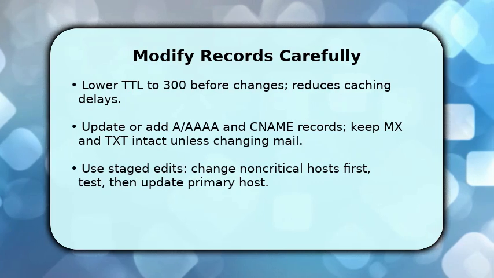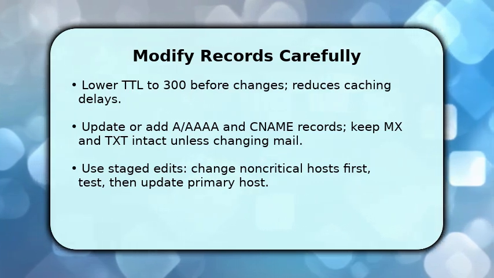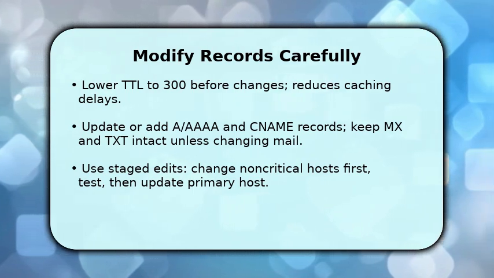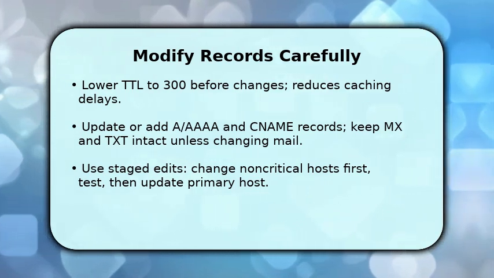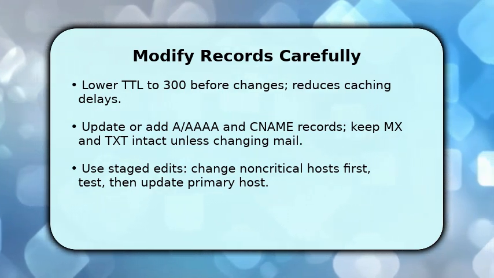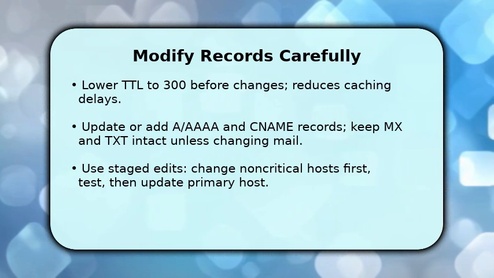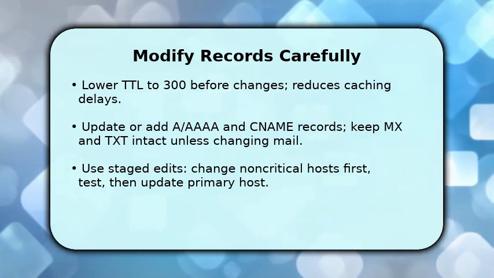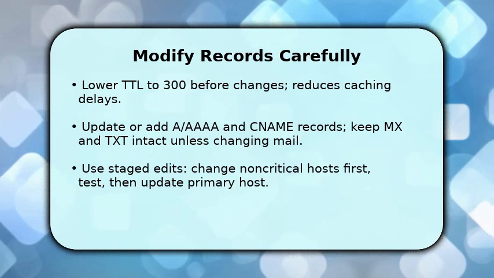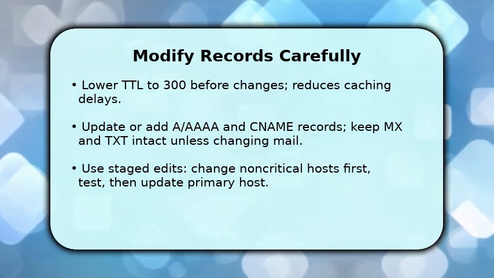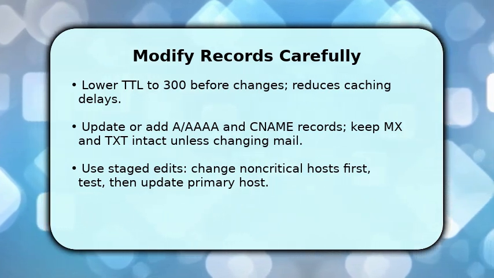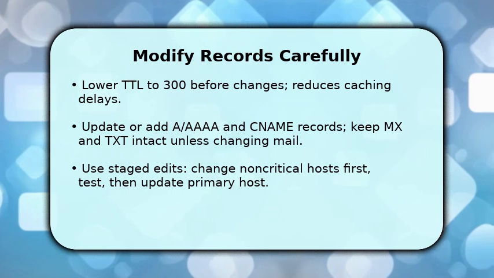You will now make the edits in stages to reduce risk. First, lower TTL if not already done, then update non-critical host records such as staging or API subdomains and verify connectivity. Once those work, change the primary A or CNAME to the new IP or target. Make one change at a time and wait for DNS responses to settle. Make sure to keep MX and TXT records for mail and verification unchanged, unless you specifically need to move email.